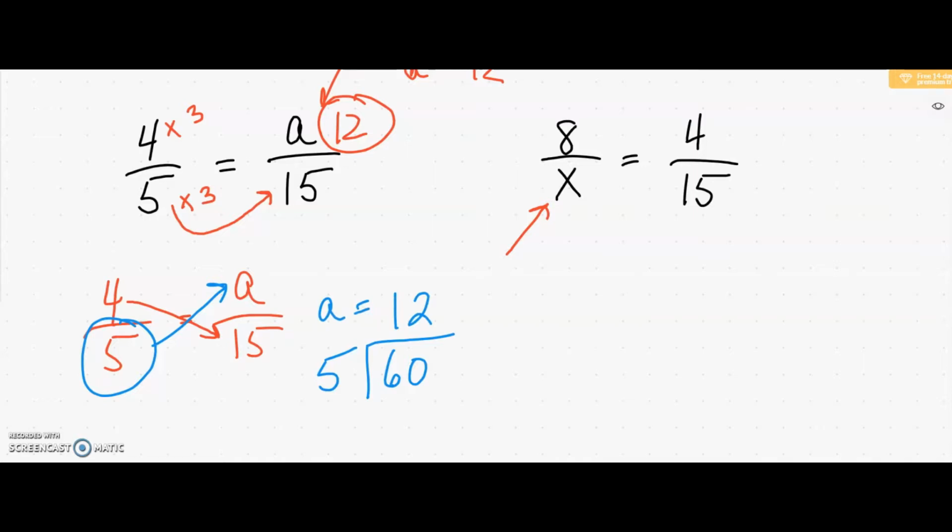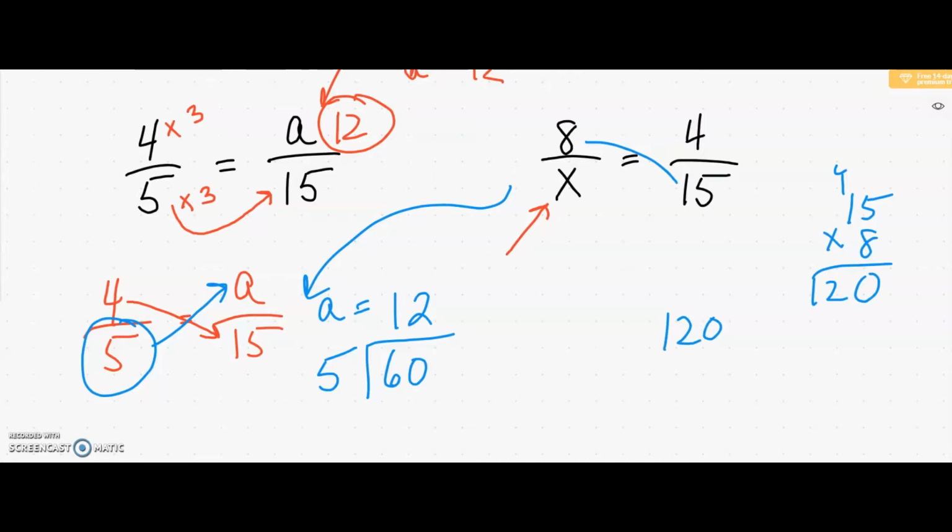Now, let's look at the second problem, and let's do it like I did here. I'm going to take my 8 times 15. So 15 times 8 gives me 120. Now 4 has no number to work with, so I'm going to take my 120 and divide it by 4, which looks like it gives me 30. So I'm going to say that x equals 30.